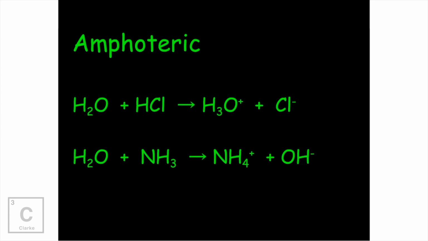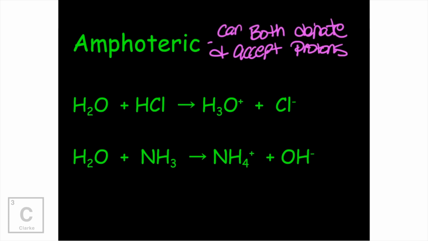Okay, let's get to this next vocab word, amphoteric. Amphoteric means a substance that can either donate a proton or accept a proton. So an amphoteric substance can act as a Bronsted-Lowry acid or base. Let's write that down. An amphoteric substance can't be both at the same time, but it can act as an acid or it can act as a base. It has that ability. Water is the most common amphoteric substance. Let me show you how that is.